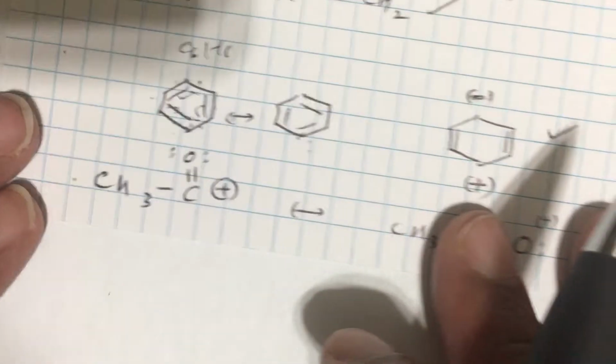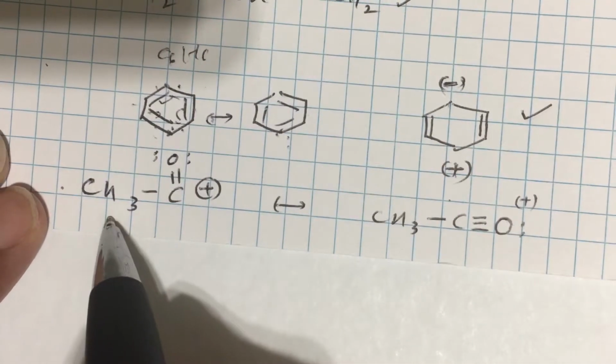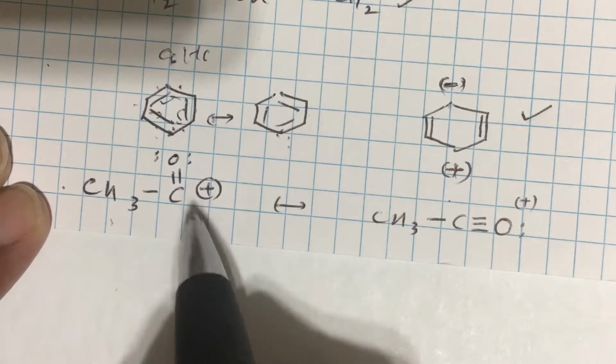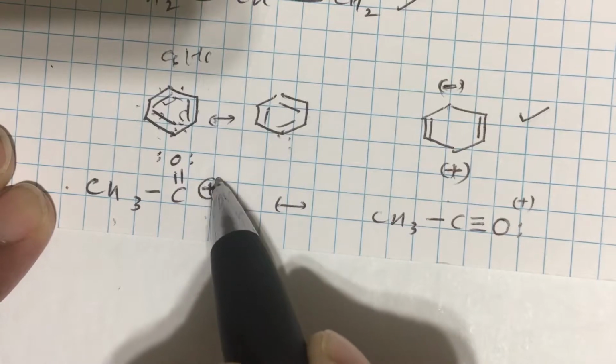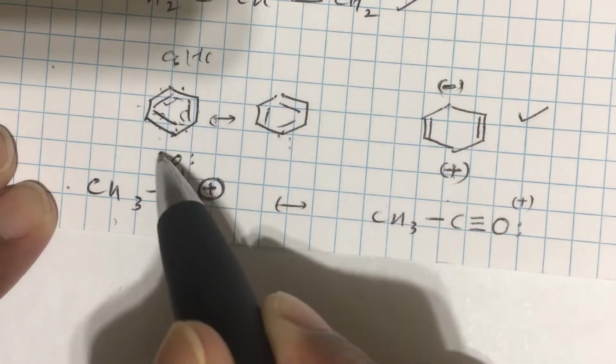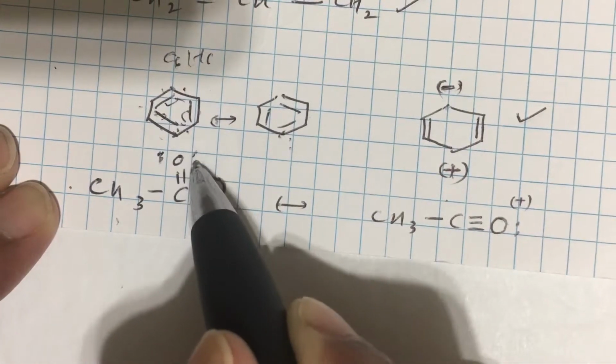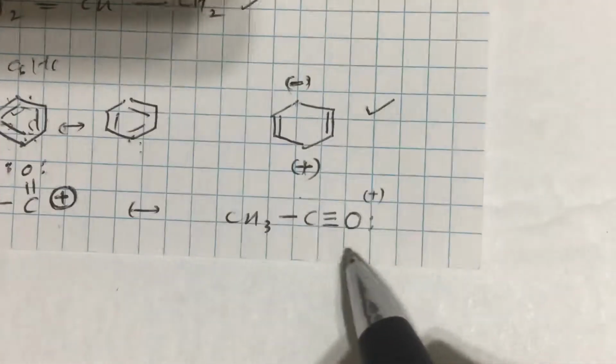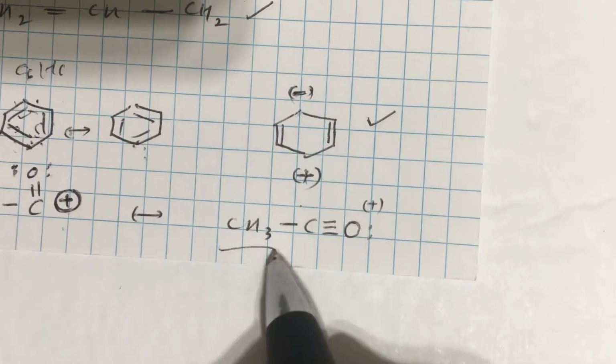Let us quickly review it in a real situation. This is called acetyl carbocation. For acetyl carbocation, the C can have plus charge, or else this oxygen can contribute one of its lone pairs to make a triple bond. It is another canonical form.